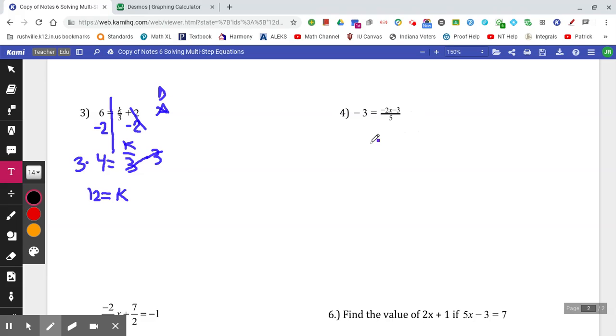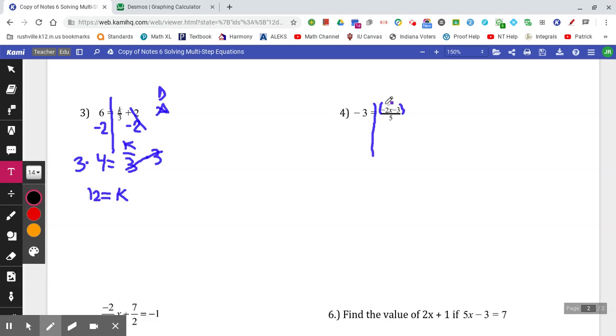Notice problem number 4 is slightly different than problem number 3. It still has a fraction. However, there's multiple operations within that fraction. All right, so with fractions, the way you can think of it is you can put parentheses around your entire numerator. You can put parentheses around your entire denominator. I'm not going to do that for the denominator since there's only just one number. But in the numerator, since there is more than one operation, I'm going to put parentheses around it.